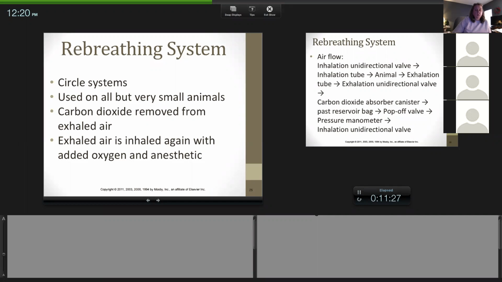Okay, so think about it this way. What is in your rebreathing bag? It's a mixture of recycled exhaled gases with the CO2 removed, and then you're constantly having fresh gas enter the bag. So it's a mixture of fresh oxygen and inhalant, and then recycled gases with the CO2 removed. So that's what's in your rebreathing bag.